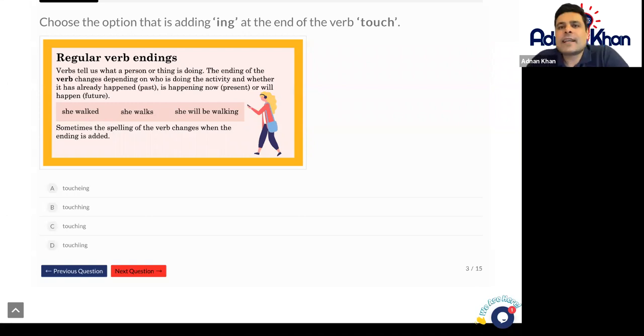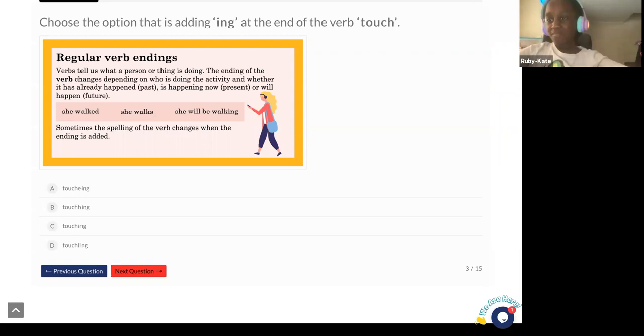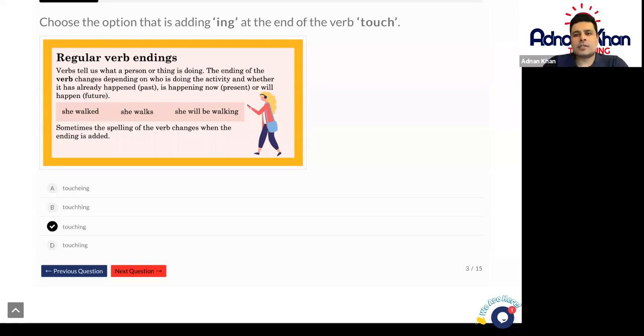Yes? Okay. So in this case now, we're choosing the option that is adding an ing at the end of the word. And the verb in this case is the verb touch. So what will be the correct spelling in this case? C. C, yeah, looks good to me. So you're just adding ing at the end of touch. Well done. And let's do one more.